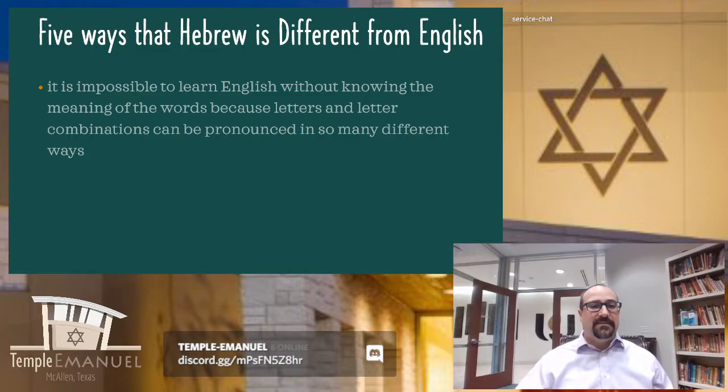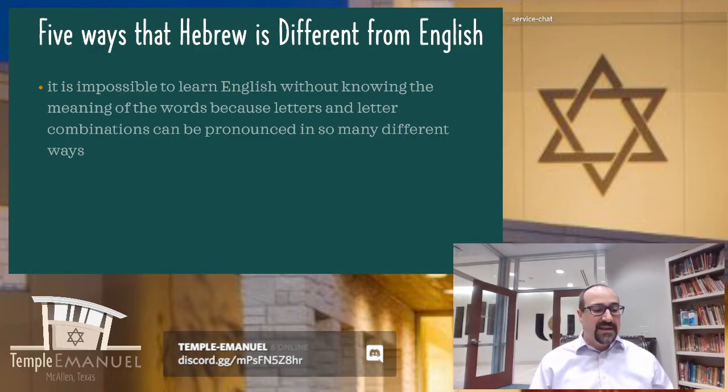Finally, it is impossible to learn English without knowing the meaning of the words because the letters and combinations of letters can be pronounced in so many different ways. For example, the letter C in English could be a hard C, like in cat, or a soft C. Maybe I have hard and soft reversed. It could be pronounced like k as in cat or s as in circle. It's the same letter, but it's pronounced differently in a different word.